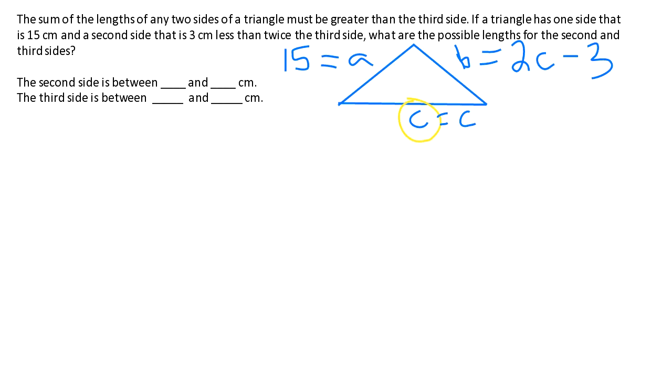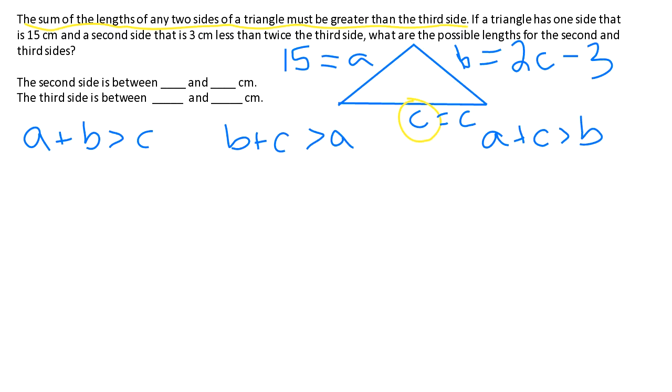Because the sum of the lengths of any two sides must be greater than the third side, we can set up three different inequalities. We know that A plus B has to be greater than C. B plus C has to be greater than A. And A plus C has to be greater than B. Okay, so we solve all three of those. One of them we will be able to throw out. You'll see that in a minute. And that will give us the information that we need to answer the problem.